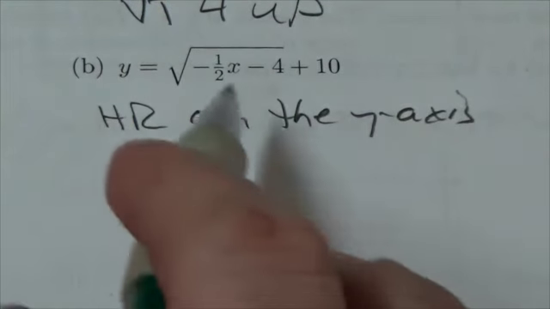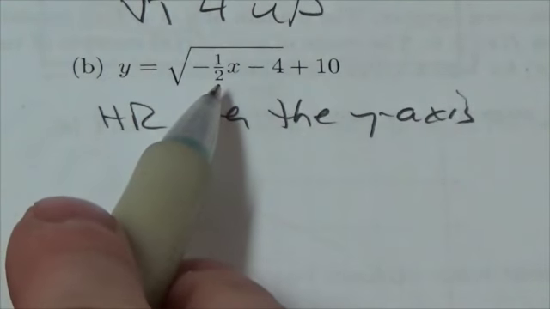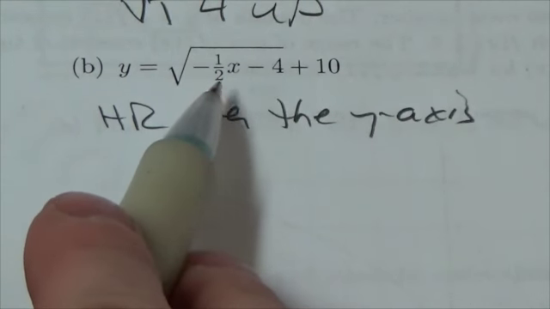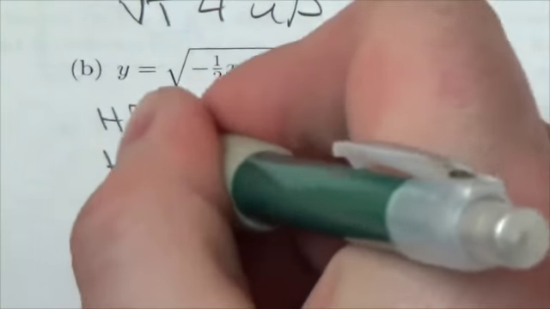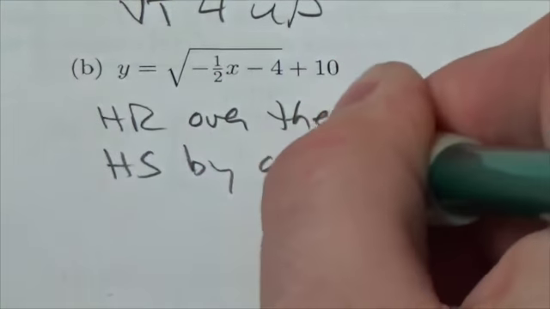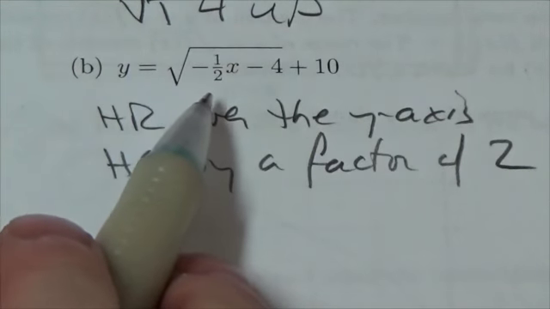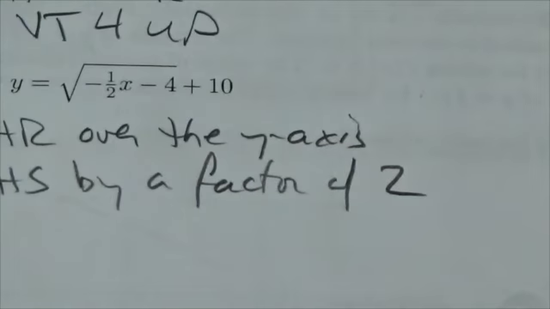Okay? Then I take a look inside here and I've got this 1/2. Now, what would I have to do to get x by itself? Well, I'd have to divide by a half. But dividing by a fraction is like multiplying by the reciprocal, so I'm going to get a horizontal stretch by a factor of 2. Now, to get my horizontal translation, I've actually got to rewrite this.